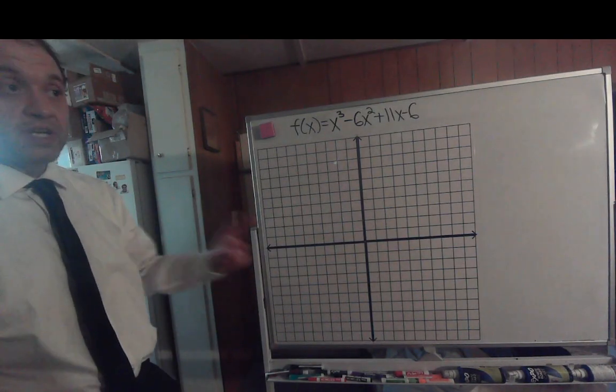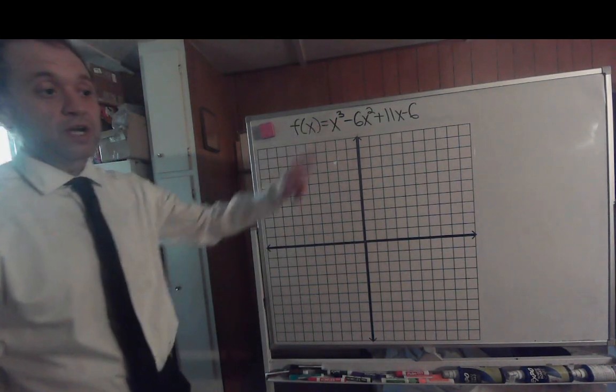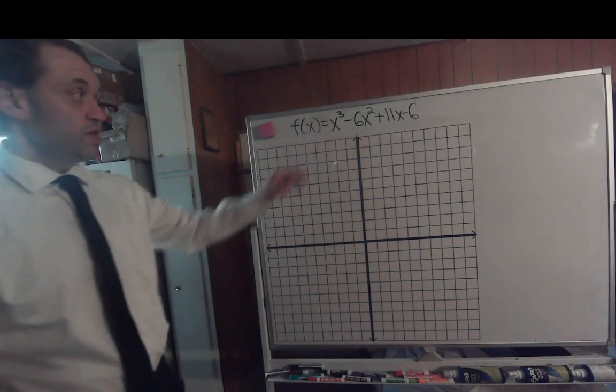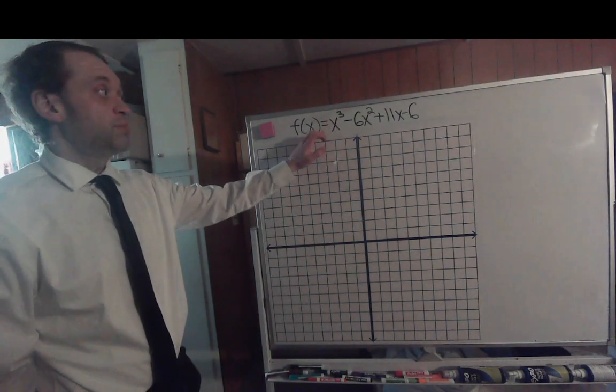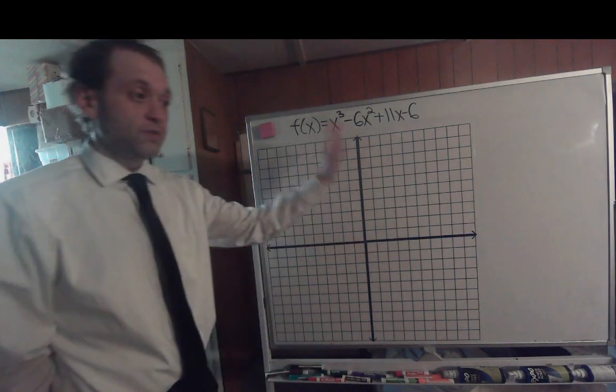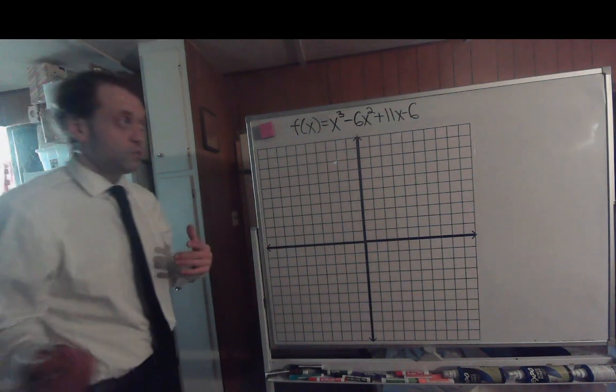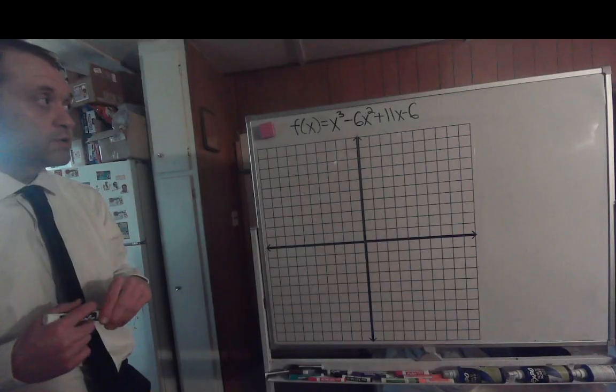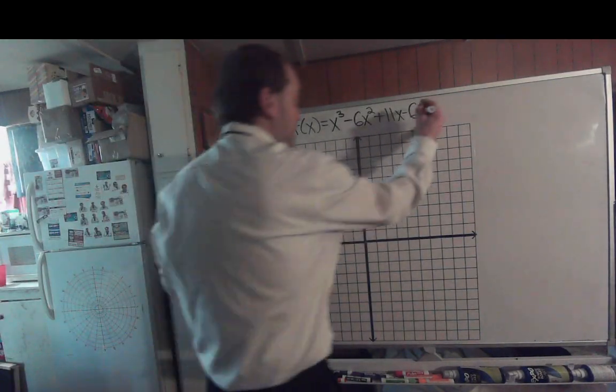So what's the degree of the polynomial? It's a third degree, right? What's the leading coefficient? It's a positive. So that means it's going to fall to the left, rise to the right. Now what we don't know is the in-between behavior, but we'll figure that out. Again, that's where the factoring comes in.